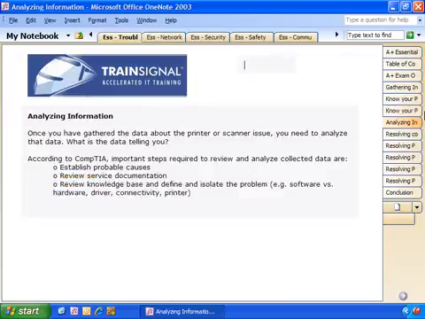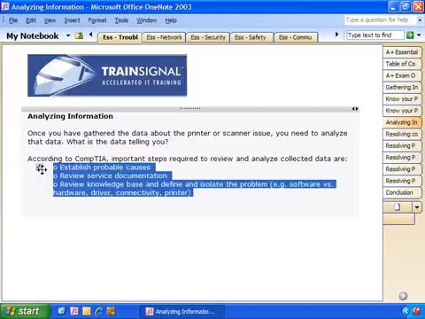All right, now let's talk about analyzing information. Once you've gathered the data about the printer or the scanner issue, you need to analyze that data. What is that data telling you? Well, according to CompTIA, important steps required to review and analyze collected data are listed here.